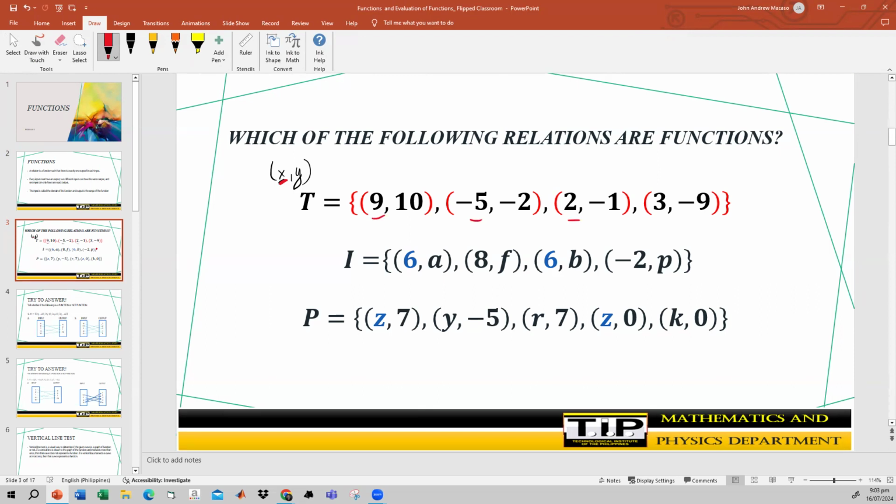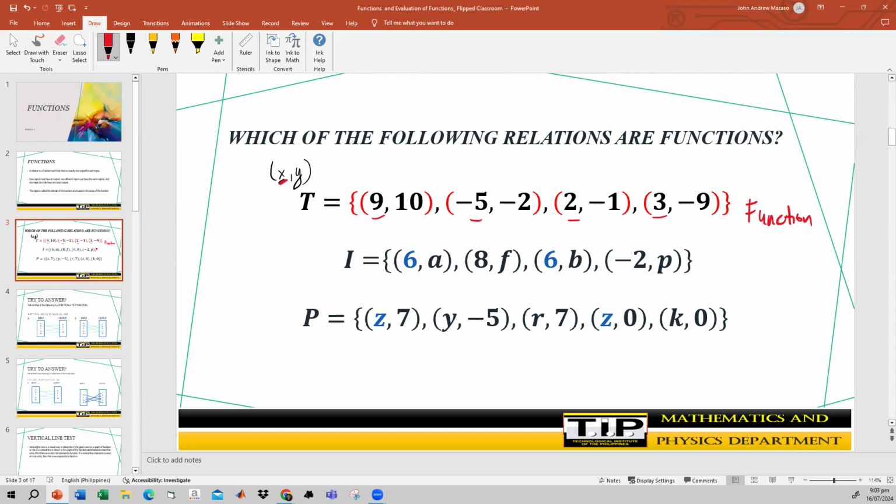As you can see here, there's exactly one y that is being mapped to each x element. So in this case, this is considered a function.